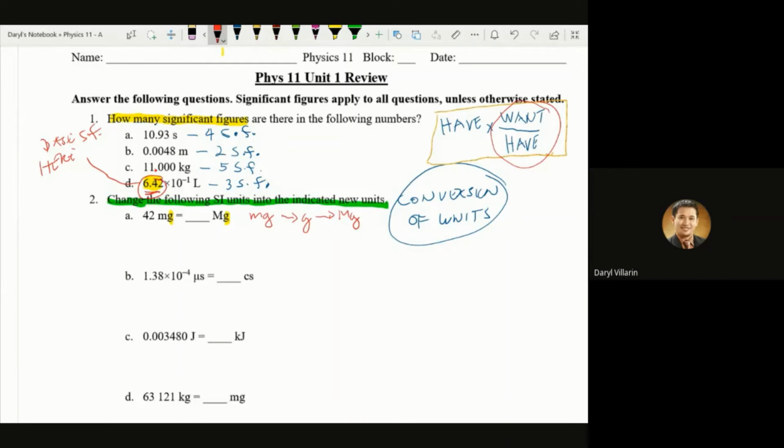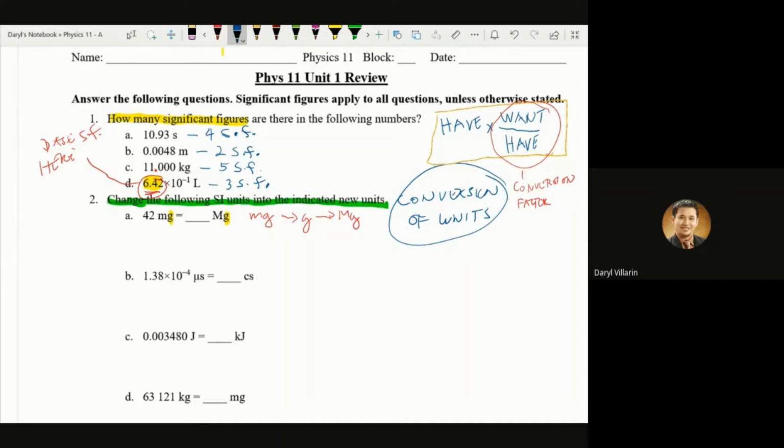Remember, this is your conversion factor. I don't have a direct conversion between milligram and megagram. So therefore, I need to go from milligram to gram and from gram to megagram because I know the values of the prefixes, or the multipliers of the different prefixes.